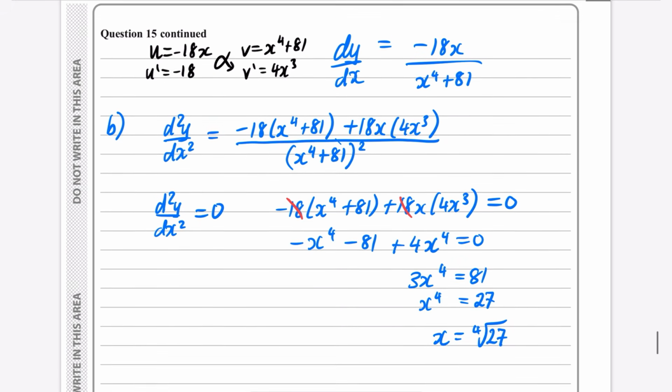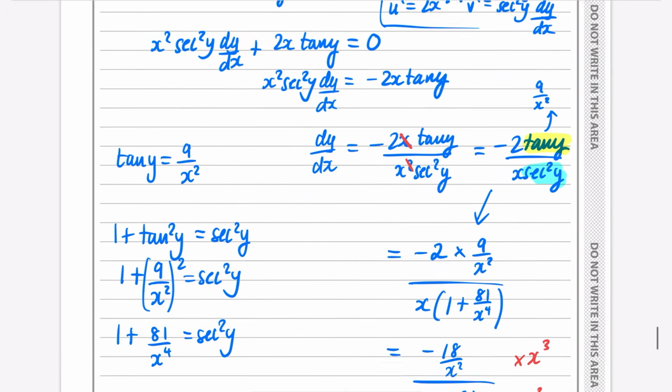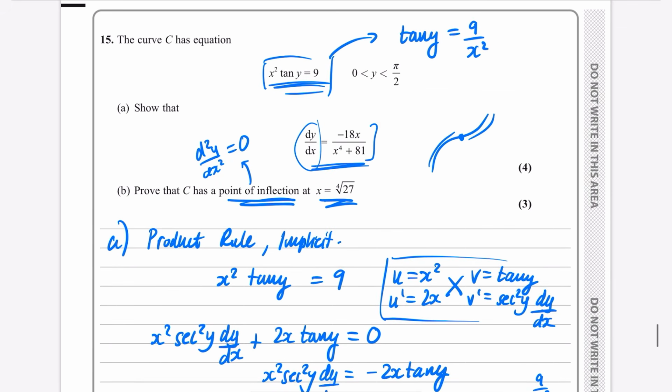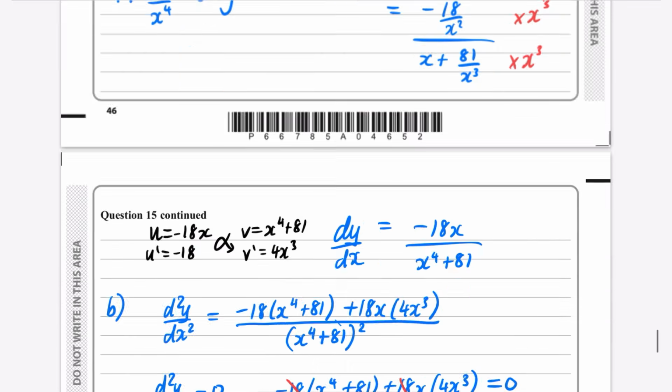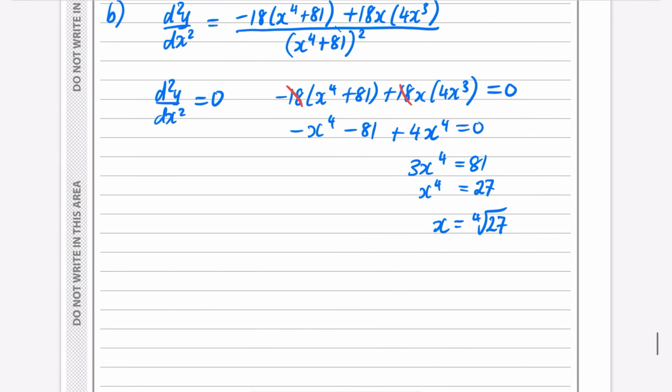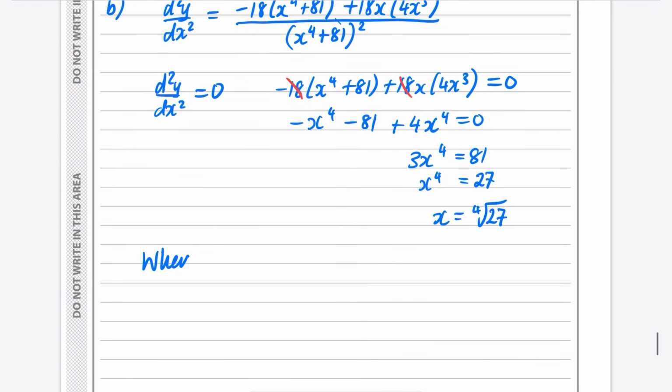Now, this is where it's even harder, because they also want you for this third mark to make sure that it is definitely a point of inflection and not a maximum or a minimum. So they want us to check either side of this point to see what happens to the second derivative, just for that third mark. It's really, really hard. So when x is equal to the fourth root of 27, the second derivative is equal to 0.